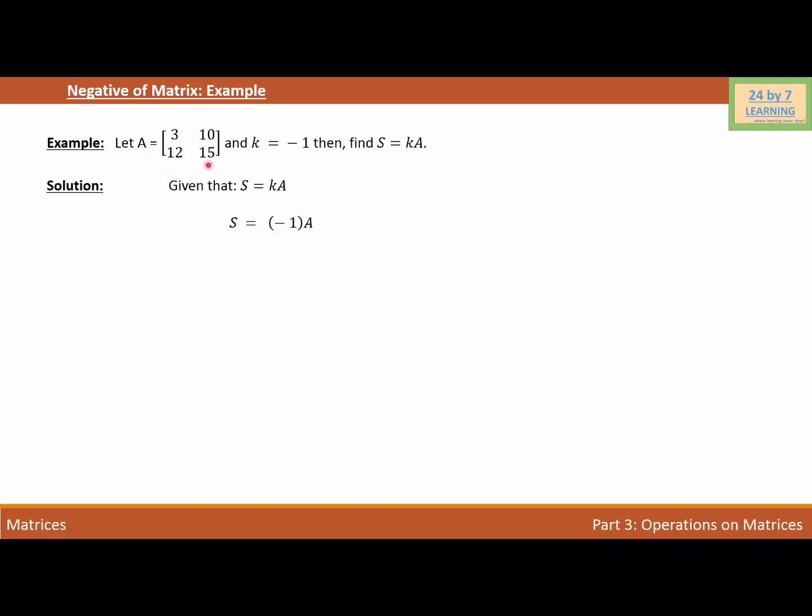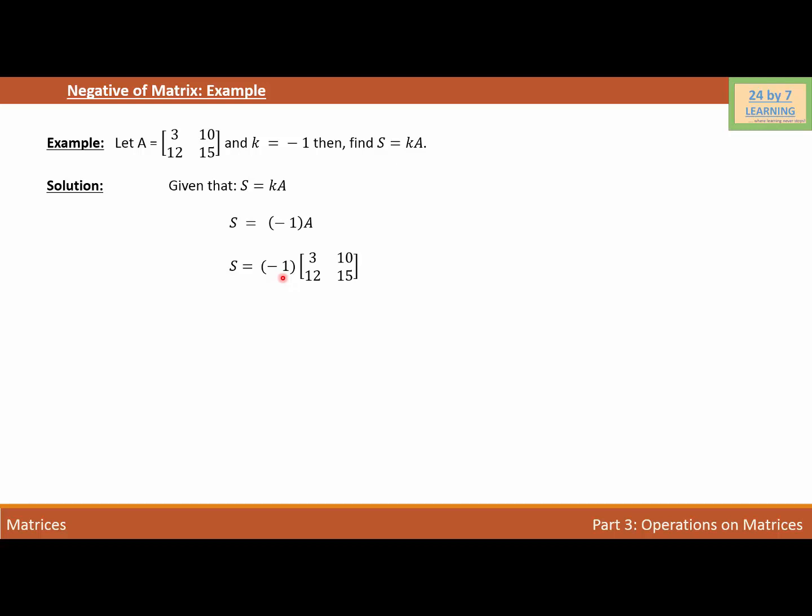Now let's bring this matrix A from there to here. So we have S is equal to -1 again over here, and matrix A is over here, which we got from here. This is the matrix A. As you know, when we multiply a matrix by a scalar, we multiply each and every element of the matrix by that negative number.